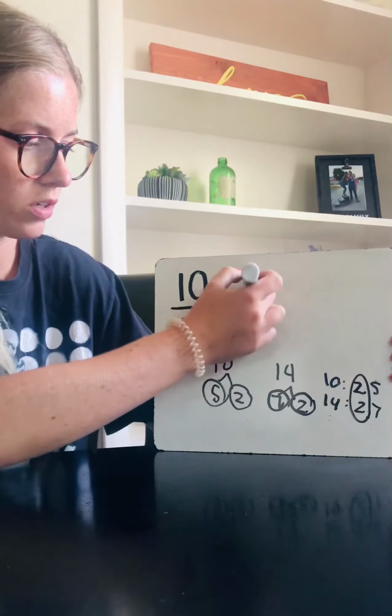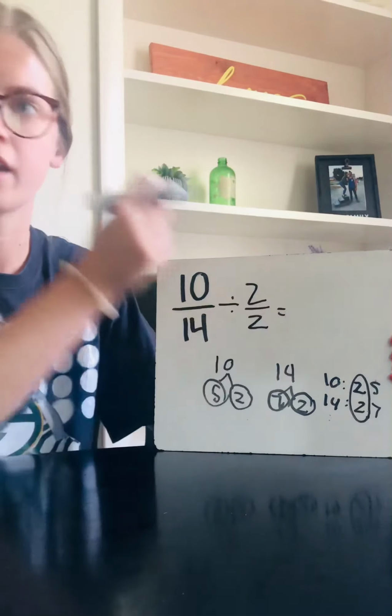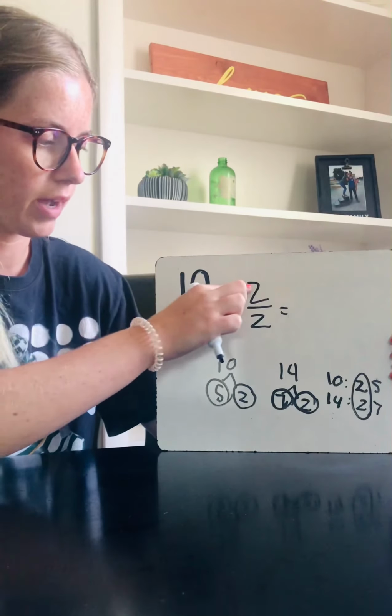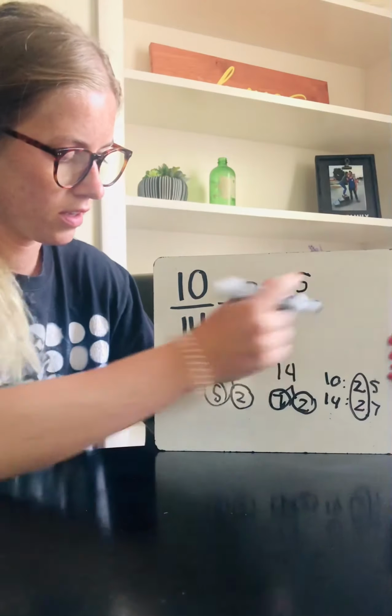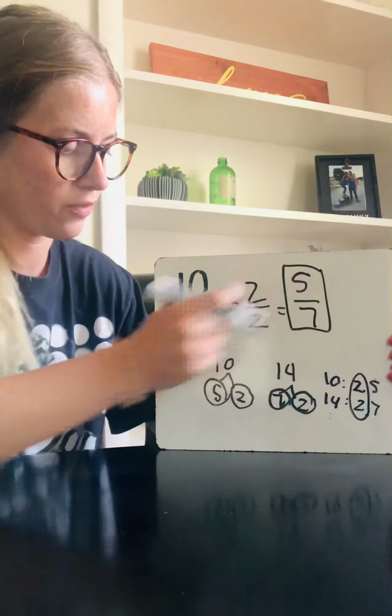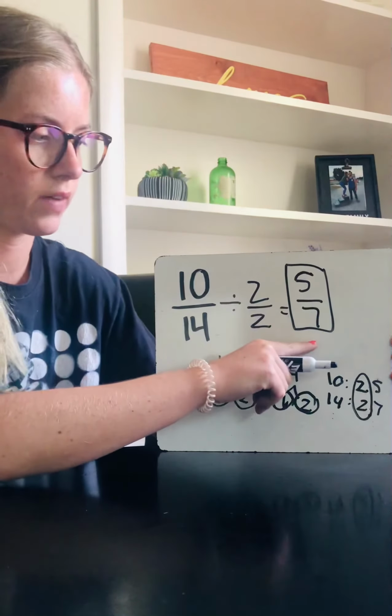So that's what you're going to want to divide your numerator and denominator by. You will divide going across. So 10 divided by 2 is 5, and 14 divided by 2 is 7. So 5 sevenths is your simplified fraction. 10 fourteenths is 5 sevenths.